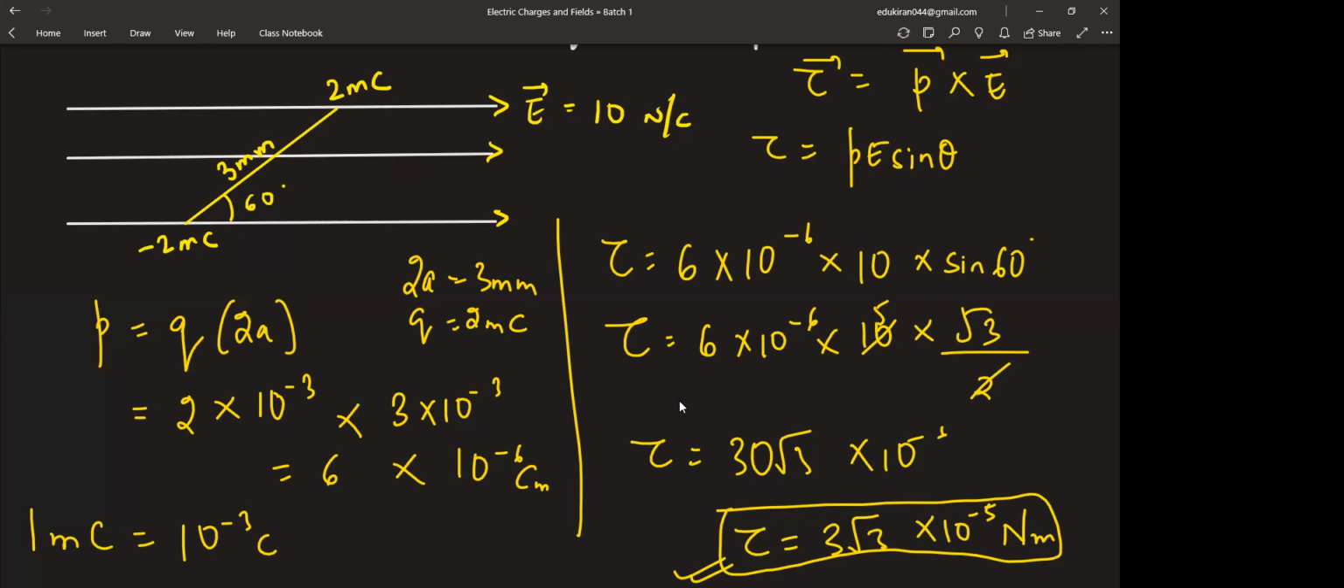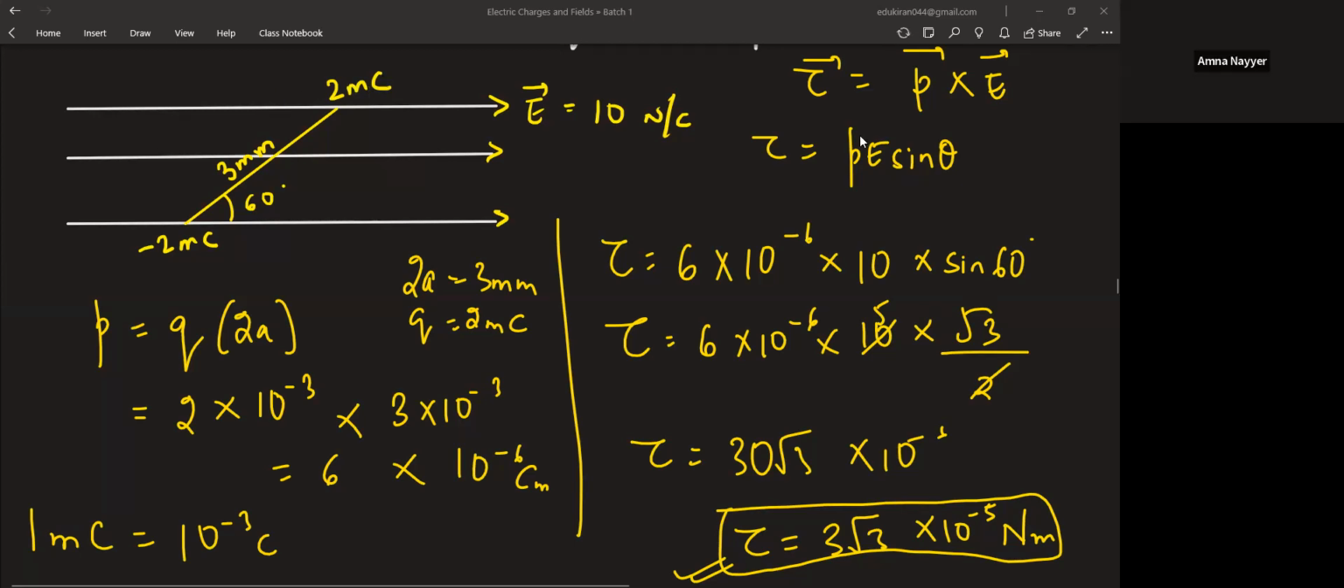So the dipole moment multiplied by electric field into sine 60. PE sine theta. We have derived this formula, no? PE sine theta. So P is this 6 into 10 to the power minus 6. Electric field E is 10 and this is sine 60. So when you solve, you will get this answer. Is it clear now? Yes, ma'am, I understood. Thank you. Okay. All of you have written? Yes, all of you have written.